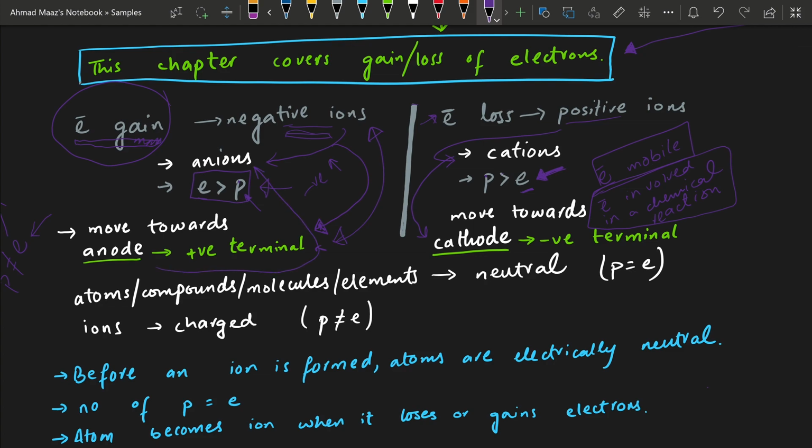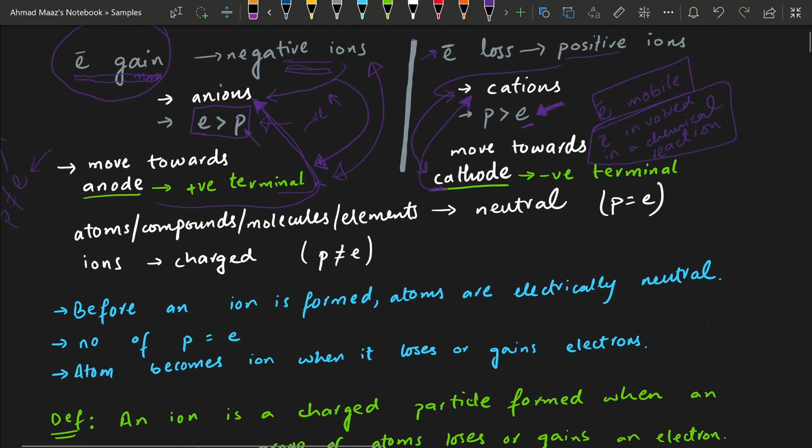Alright, and the cathode, which is the negative terminal, should attract the positive ions, so it attracts the cations. Alright, you must remember the name of the ion with the electrode that it moves towards. Anions move towards the anode, cations move towards the cathode.